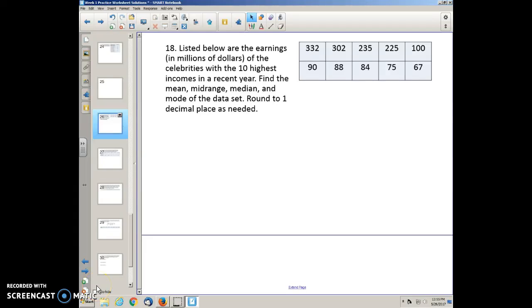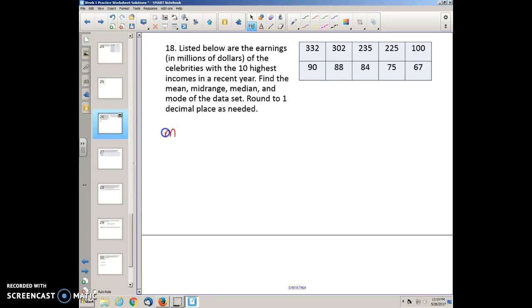Listed are the earnings in millions of dollars of the celebrities with the 10 highest incomes in a recent year. Find the mean, mid-range, median, and mode of the data set. Round to one decimal place as needed.